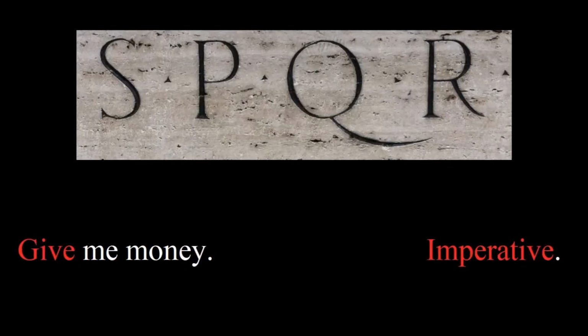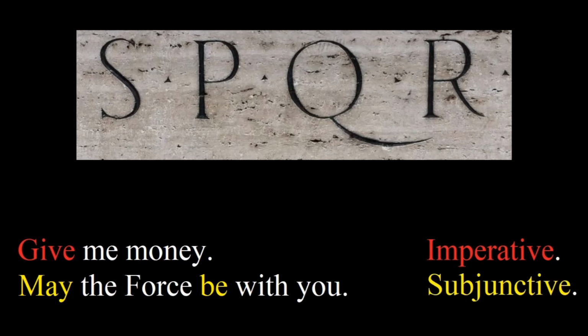The easiest to understand is the imperative mood. This is used when we make requests, demands, commands, etc. For example, saying, "Give me money." The other mood is called the subjunctive mood and has too many different uses to cover in one video, but the use we will see here is like saying, "May the force be with you." It is similar to a command, but there is uncertainty of whether it can be carried out.